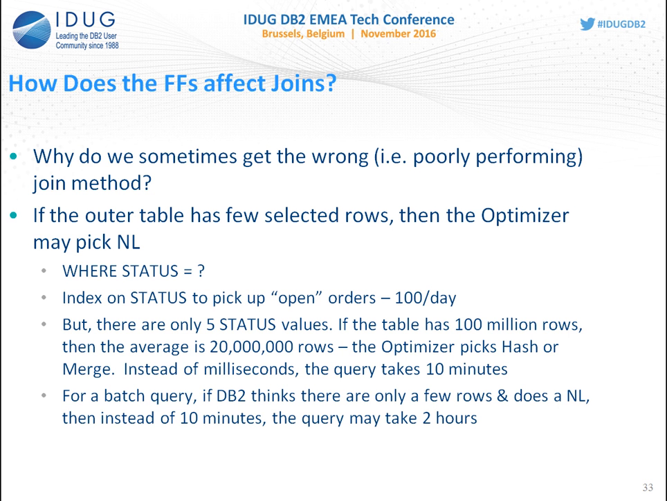But let's say we have a predicate status equals host variable, and we've created an index on status because we want to pick up the open orders. There are only 100 a day. We wanted to use the index. But I used the host variable. So the optimizer thinks that out of 100 million rows with 5 status values, 20 million are going to be returned on average. So it's saying, okay, I'm going to do a merge scan join. And so instead of taking milliseconds, that online query is now taking 10 minutes.